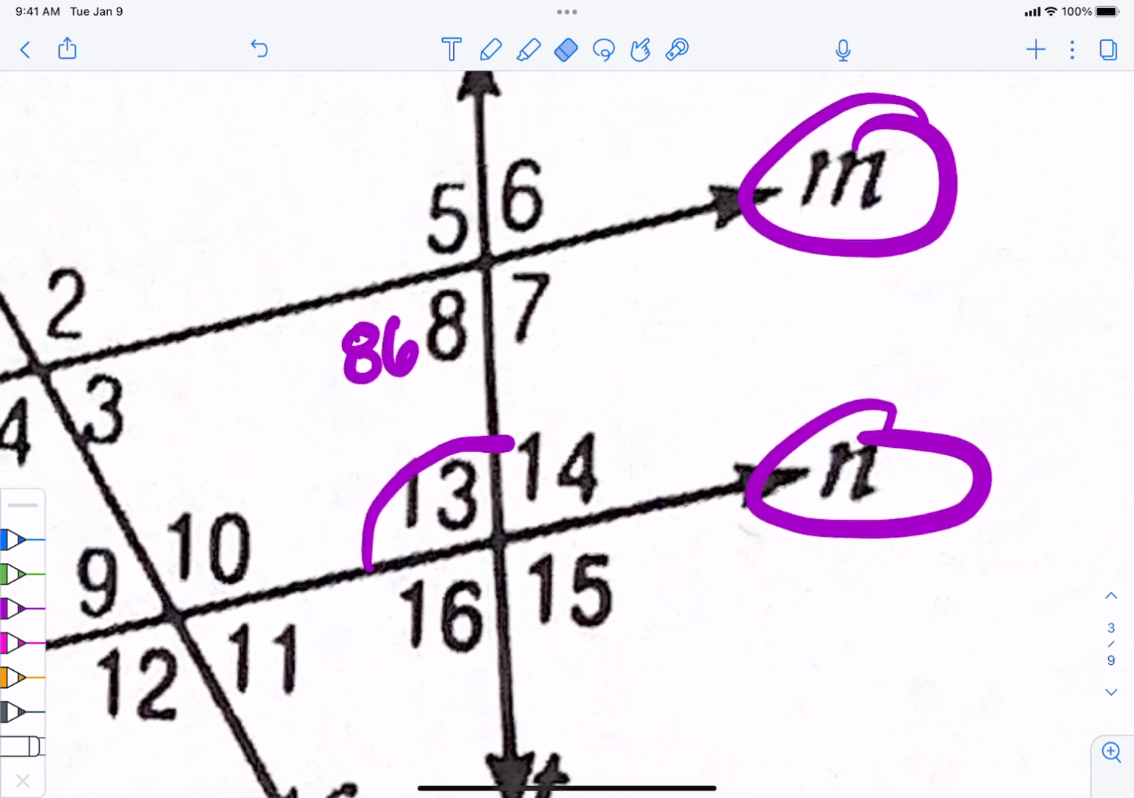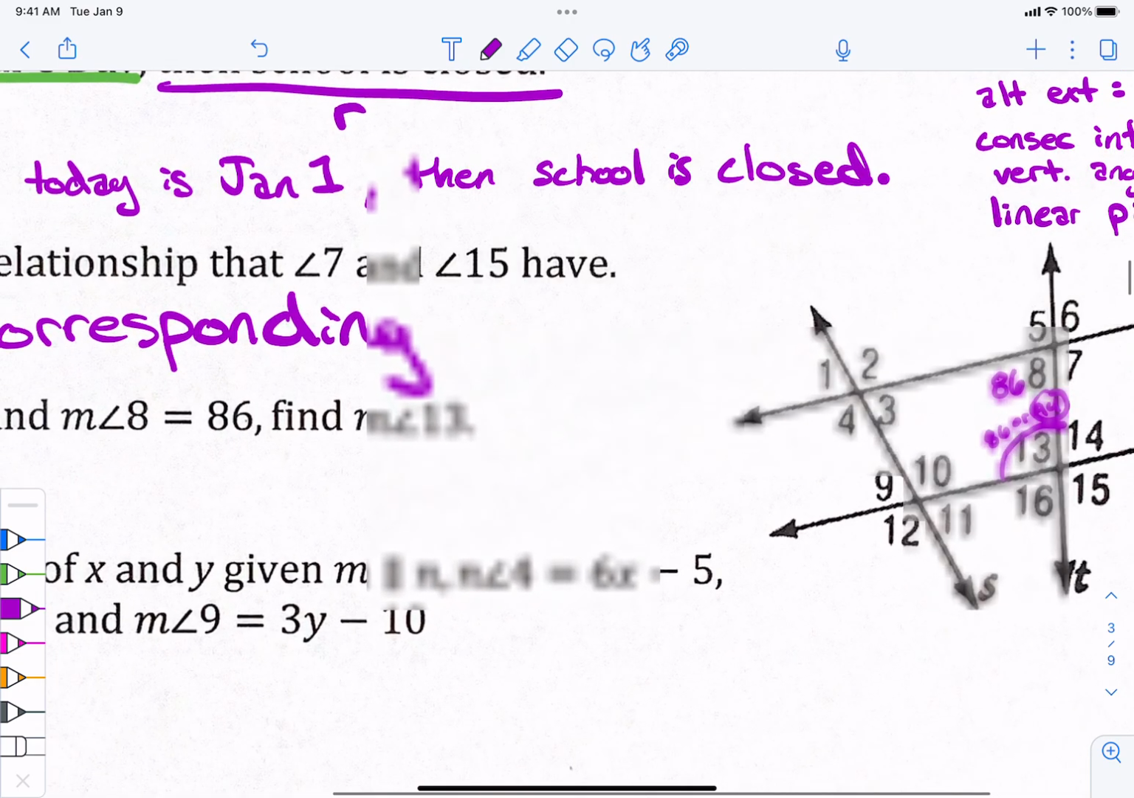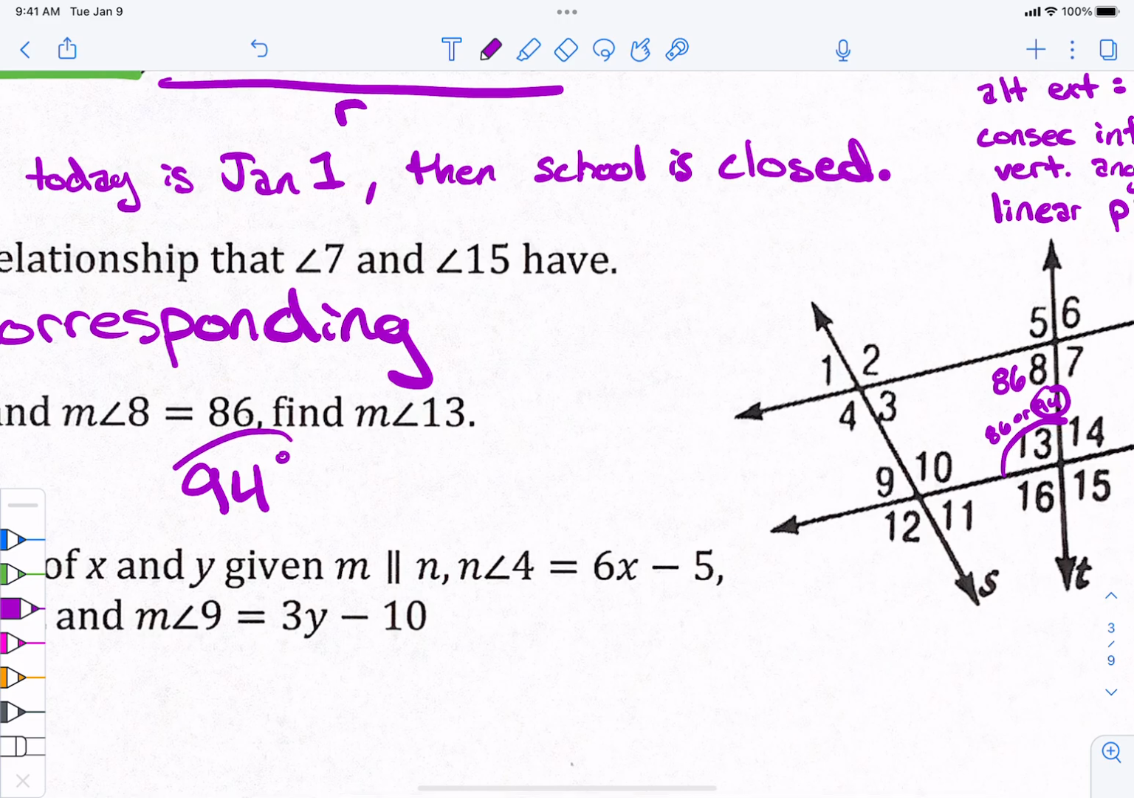Okay? All right. You only have 2 options for parallel lines. It's either 86 or it's 180 minus 86. Right? So is it 86 or is it going to be 94? It's going to be 94 because those two are consecutive interior, which means they're not the same measure. So 94 degrees. Got it? These ones should be nice and easy, right?